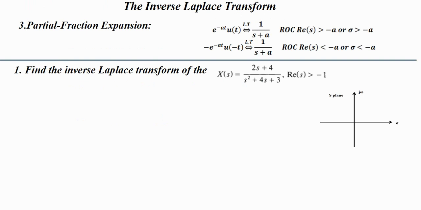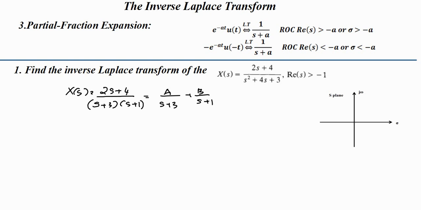Here we need to find the inverse Laplace transform of the signal X of s equal to 2s plus 4 by s square plus 4s plus 3, and the ROC is given as sigma greater than minus 1. First we need to factorize this equation. So X of s can be written as 2s plus 4 divided by s plus 3 into s plus 1, and this we can do in partial fraction form. You can write A by s plus 3 plus B by s plus 1.